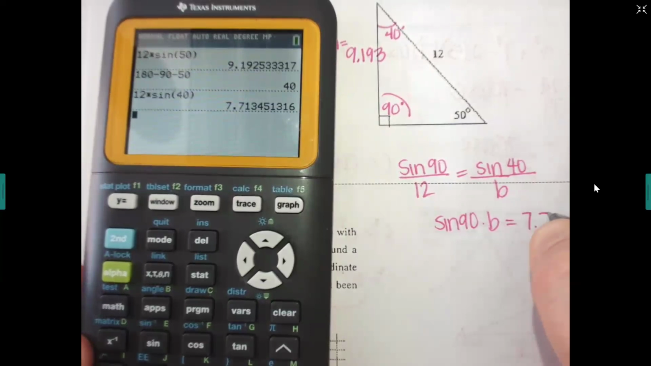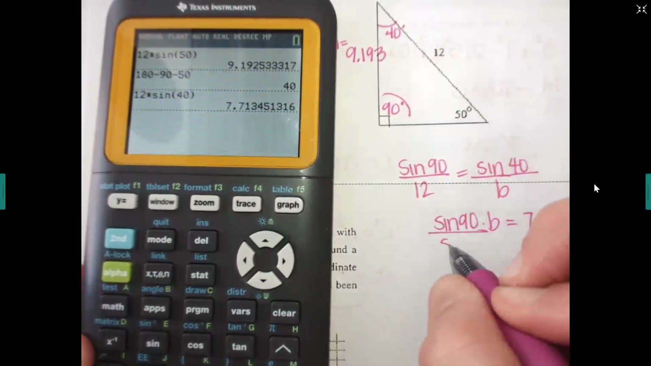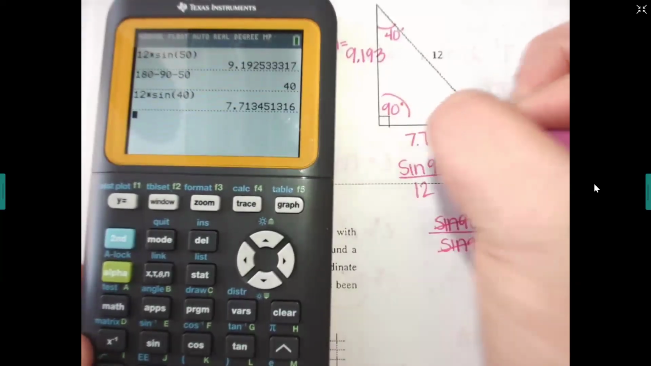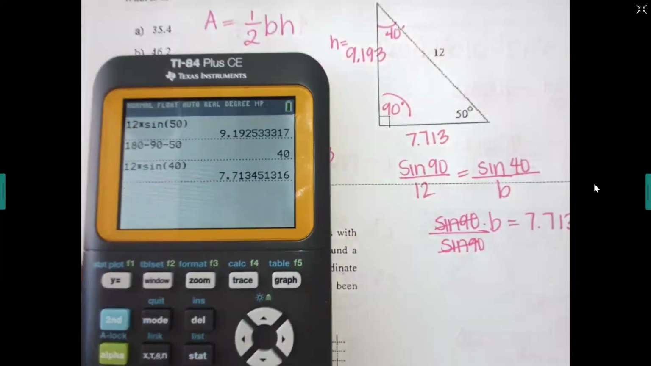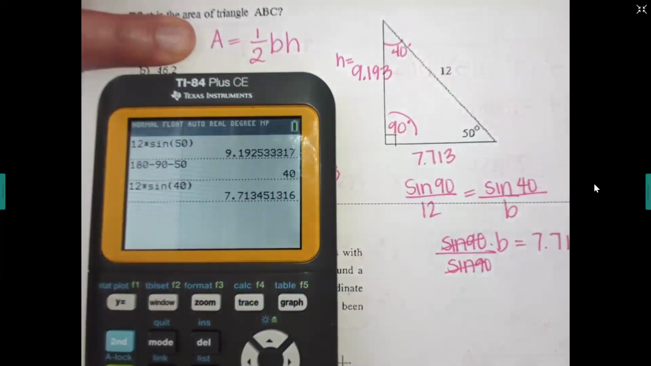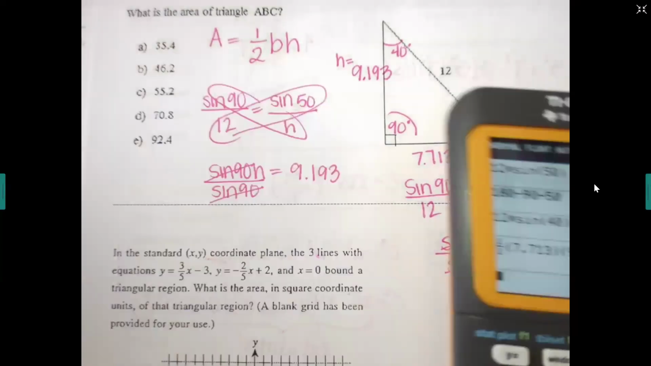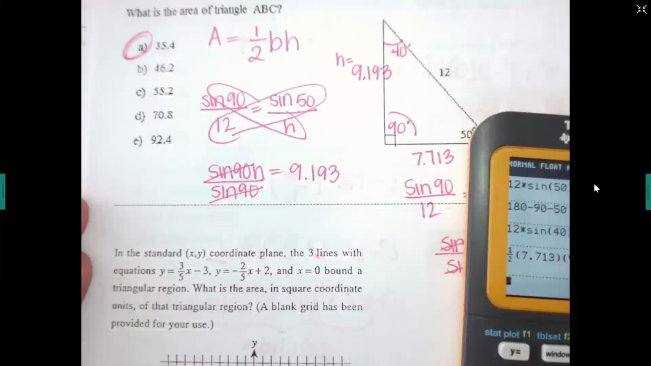And I got 7.713. And then divide by sine 90, and that number stays the same. And then how do I find area? My formula is right here. Remember, it's 1/2 base times height. So my base is 7.713 and my height is 9.193. Okay, just like that. So 1/2 base times height. Answer is 35.4.